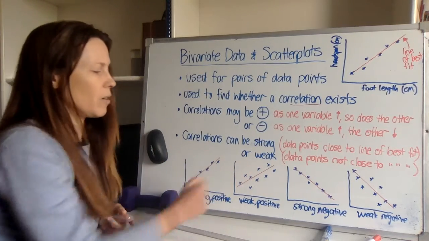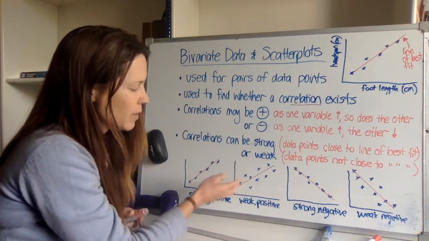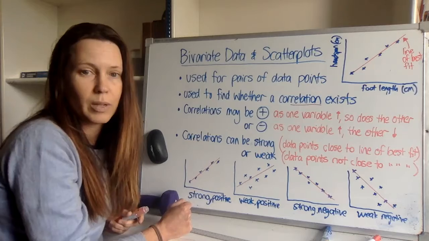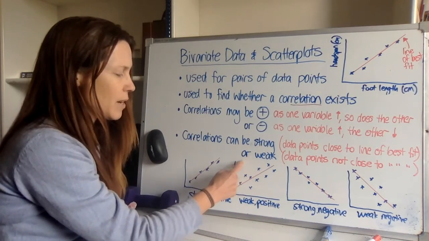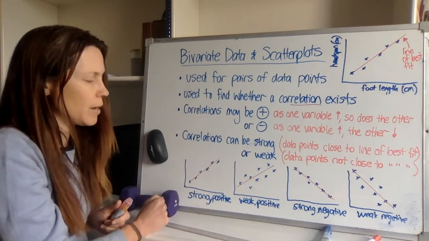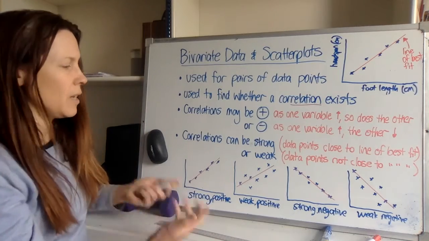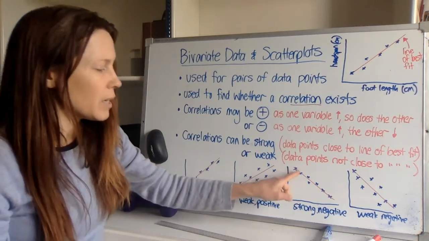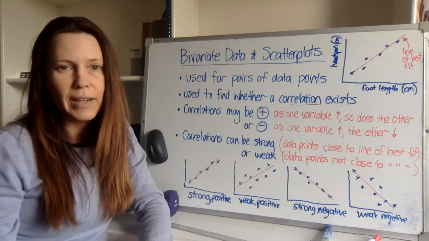Whereas a weak correlation, we can see here that these data points, as this variable gets bigger, the other one tends to get bigger too. And you can see that because there's really no data points down here in this part of the graph or up here. But it's not quite as strong a relationship as this one. And we can tell because the data points are further away from that line of best fit. So similarly, this would be a strong negative correlation or a weak negative correlation.